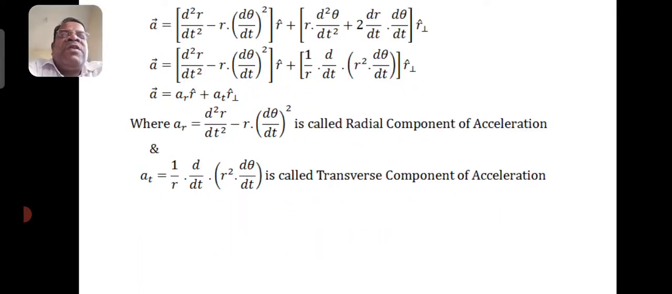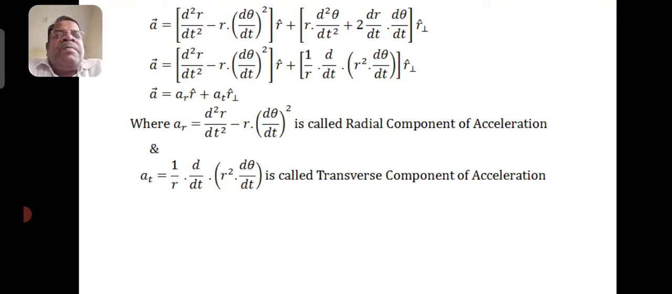After simplification, a equals d square r by dt square minus r into bracket d theta by dt square. Write that one in one bracket and outside the bracket you have to write r cap. Similarly, in the next two terms, r perpendicular cap is common. Take it outside. Inside the bracket you have to write r into d square theta by dt square plus 2 times dr by dt into d theta by dt.